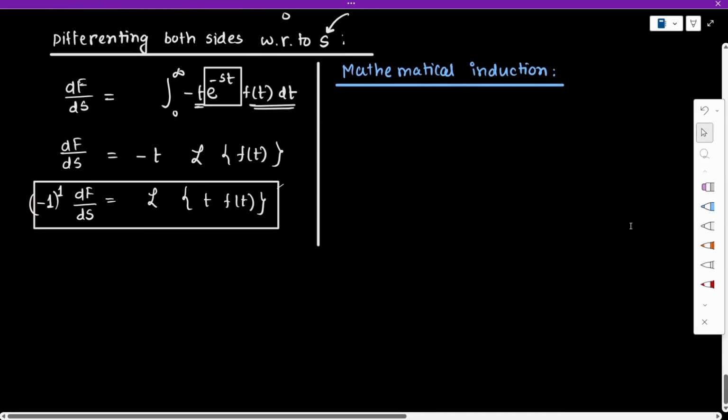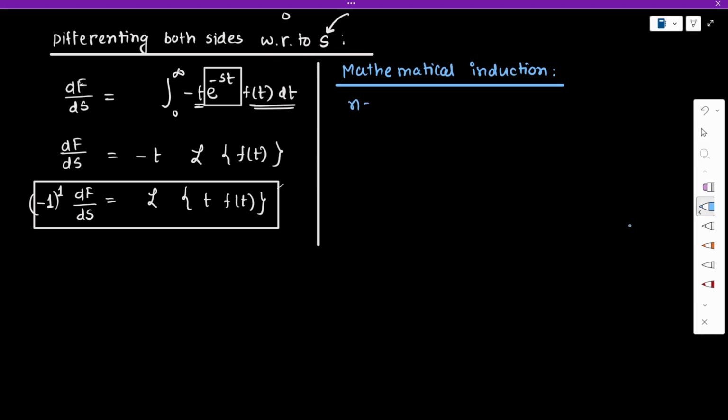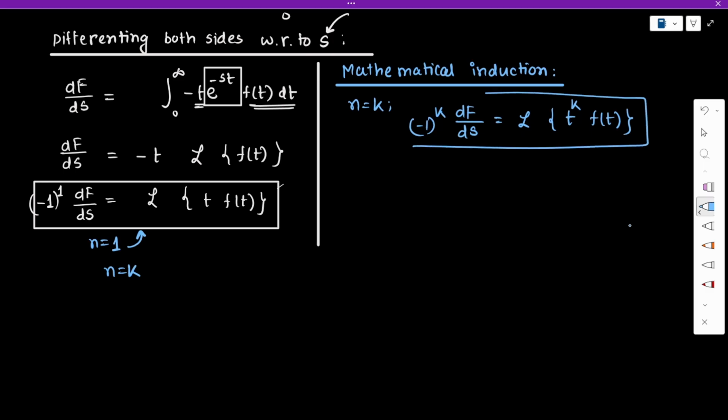What does mathematical induction tell us? We literally figure it out along the way. Let me not get technical at first. Let's just figure it out. Let's say for n equals k, we have this equation: negative 1 to the power k, d^k f over ds^k, is equal to the Laplace transform of t^k f(t), because we have established that for n equals 1, this equation is valid. So if we plug in k instead of 1, the equation becomes like this.